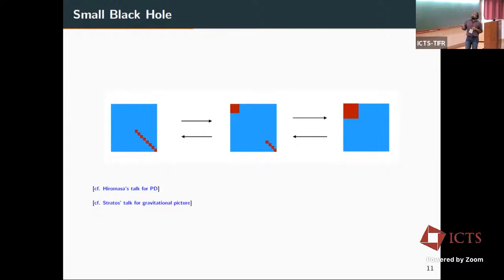If we go from left to right here, then it corresponds to formation of a black hole. And if you go from right to left here, it schematically corresponds to evaporation of a black hole.